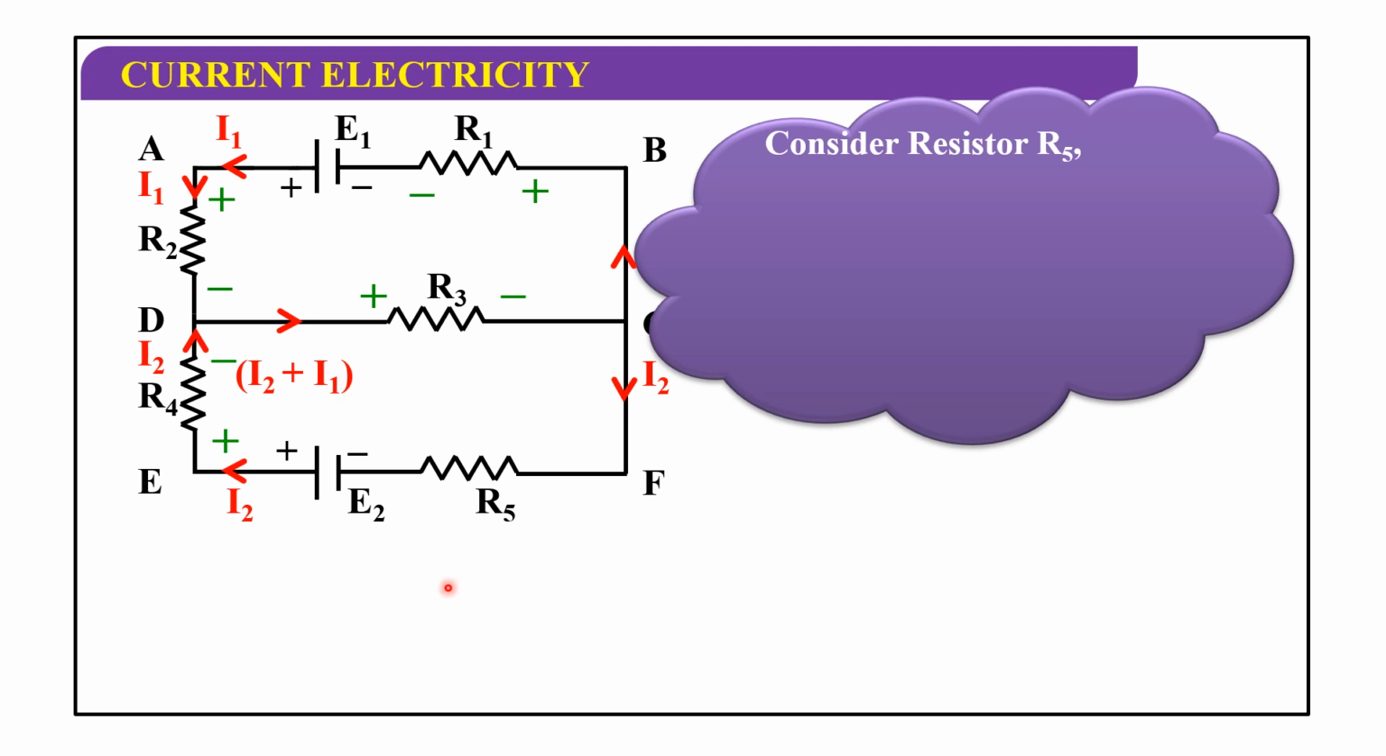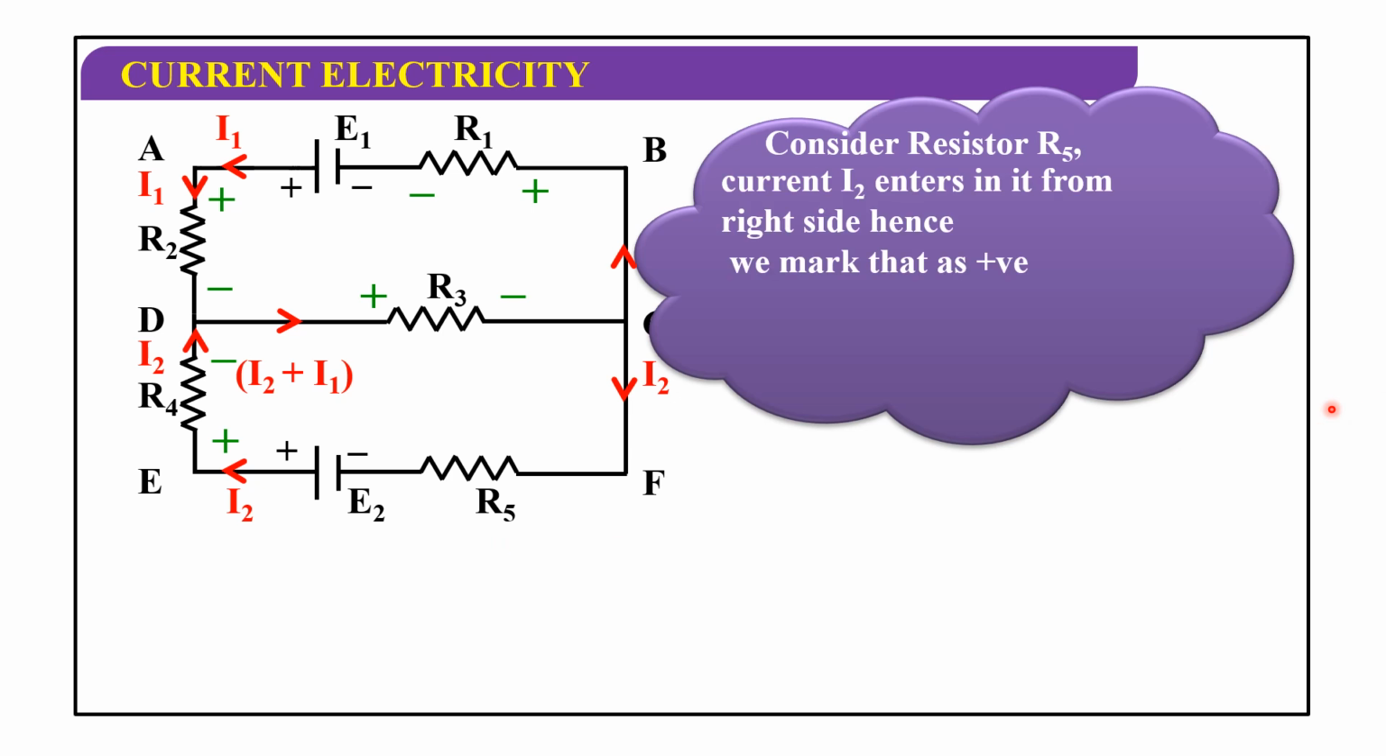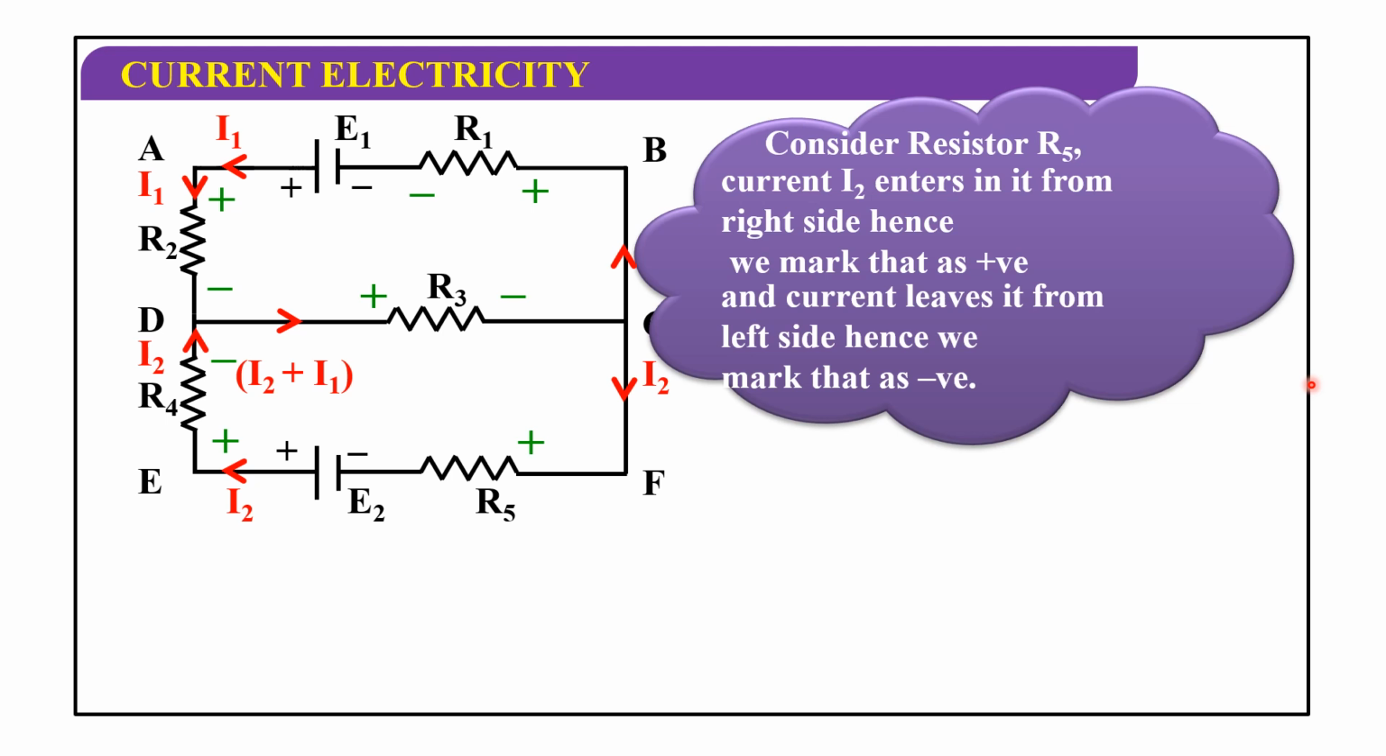Consider resistor R5, this one, the resistor at the bottom. Current I2 enters it from the right side, hence we mark it as positive. So this is positive. And current leaves it from the left side, and so we mark it as negative. So this is negative.